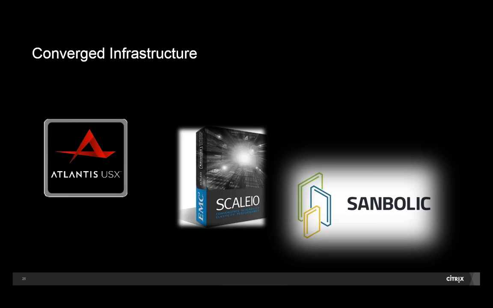Almost at the end. Converged infrastructure. Those of you who looked at what was announced at Summit will probably have spotted that Atlantis and Citrix announced support for USX. This is a hyper-converged infrastructure offering for XenDesktop, delivering compression and dedupe. Not only that, we then had the EMC ScaleIO offering, which allows you to effectively mix and match storage from a whole host of different hypervisors and expose them within XenServer. And finally, but not least, also very happy to announce that Citrix acquired Sanbolic.